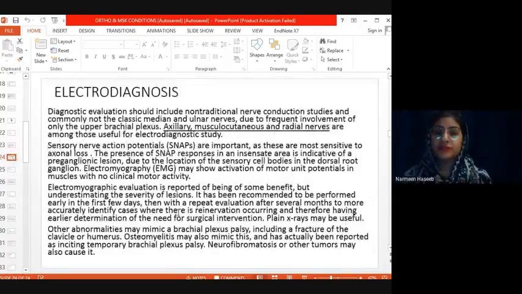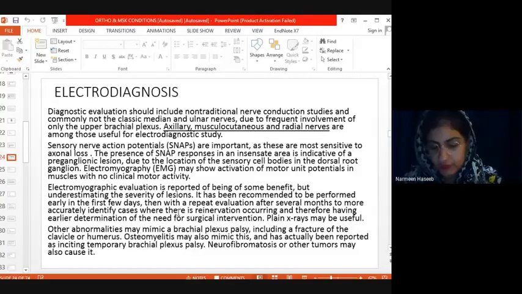Electrodiagnosis. So first of all, you need to know what is electrodiagnosis. Electrodiagnosis is basically the phenomena through which we obtain information about diseases by passively recording the electrical activity of different body parts. So it also holds a lot of importance for physical therapists. Diagnostic evaluation should include non-traditional nerve conduction studies because commonly you are going to study the median nerve and ulnar nerves, but in brachial plexus injury case, you are first going to look for axillary nerve, the musculocutaneous nerve, and the radial nerves.